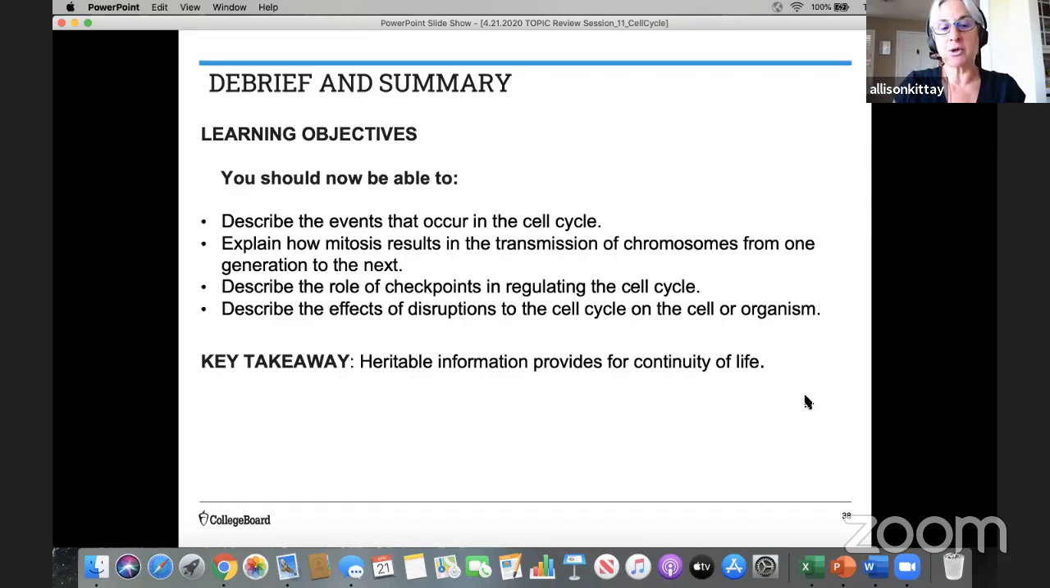You should be able to describe the role of checkpoints in regulating the cell cycle and describe the effects of disruptions to the cell cycle on a cell or organism. You should also be able to do a chi-square analysis and to do science skill B, which is to predict the cause or effect of a disruption to an event that's happening within the cell or organism. Your key takeaway for this topic is that heritable information provides the continuity of life.